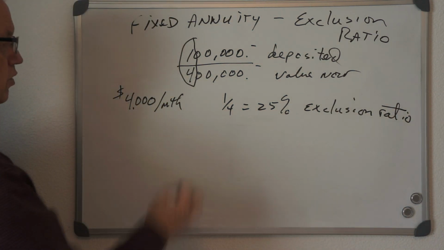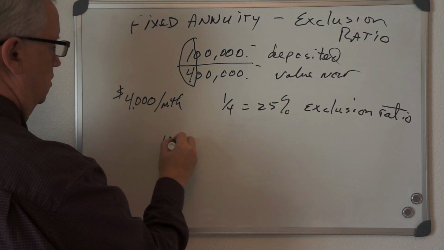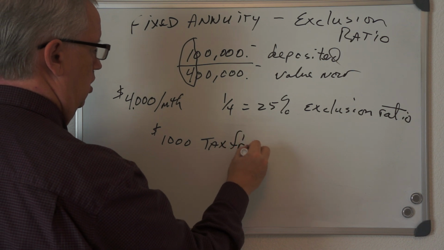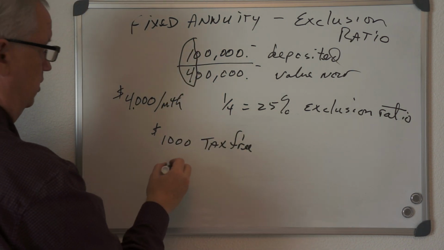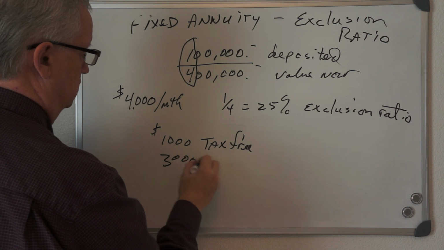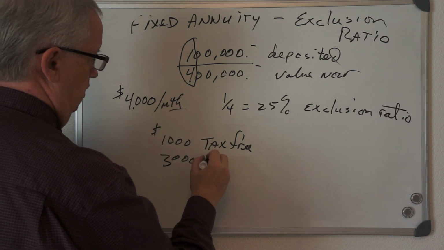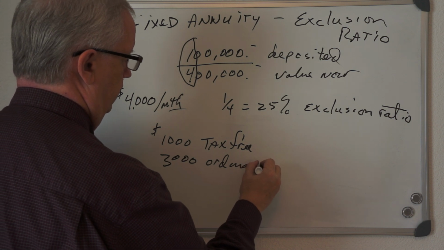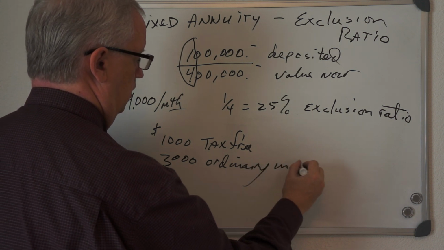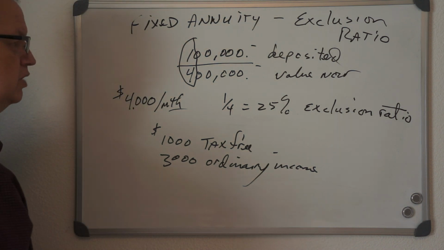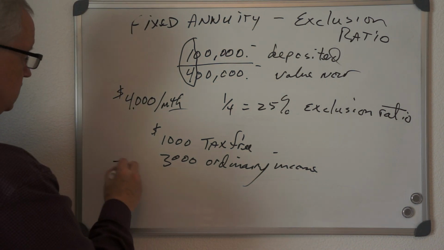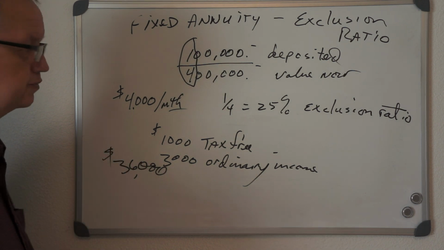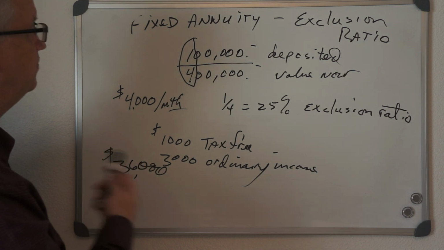Okay? So 1/4 of this is $1,000. Tax-free. It's return of the premium that you paid. $3,000 a month, ordinary income. Okay? Ordinary income. So every year he's going to have to declare $36,000 as taxable. That's for a fixed annuity.